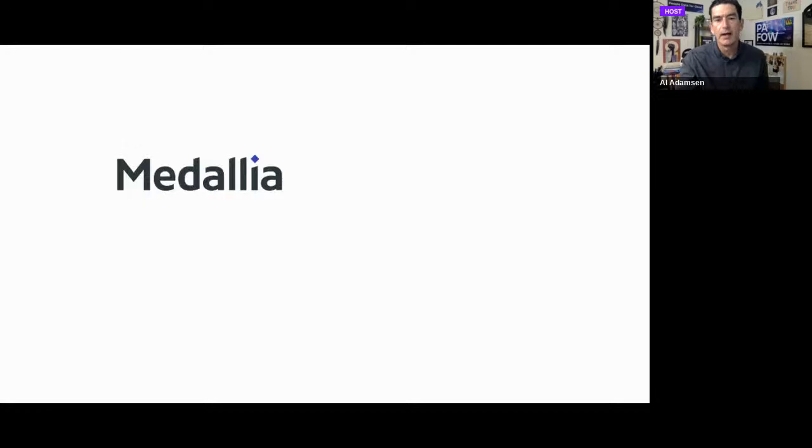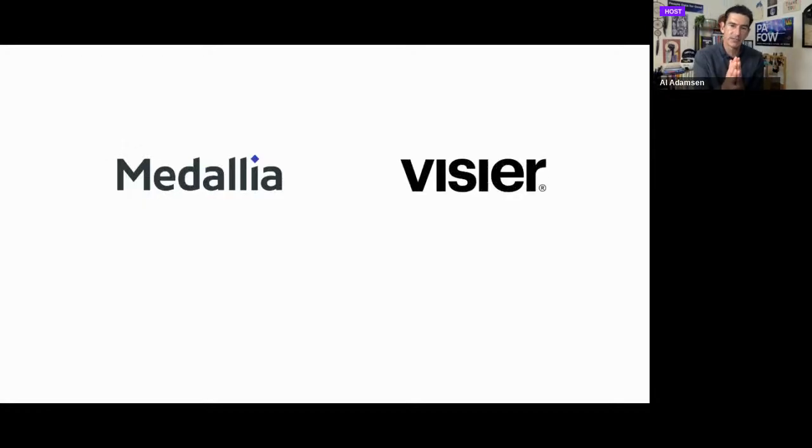Similarly, Medallia has formed a partnership with Vizier. Vizier is aggregating data from everywhere, including outside the organization. So with Medallia's employee experience data and approach and processes, it's going to provide uniquely valuable insight as well.